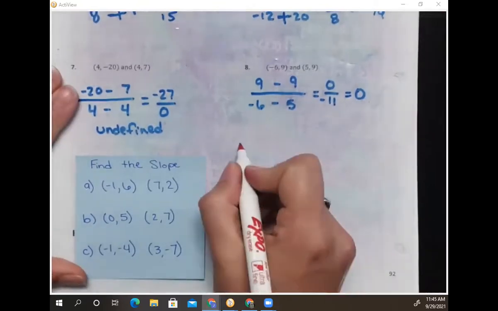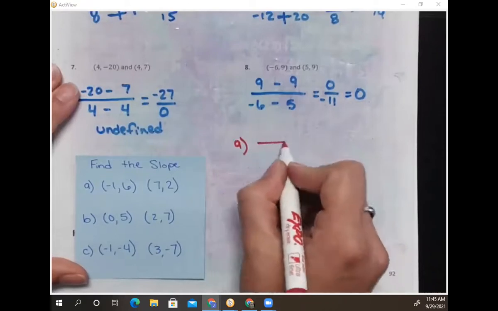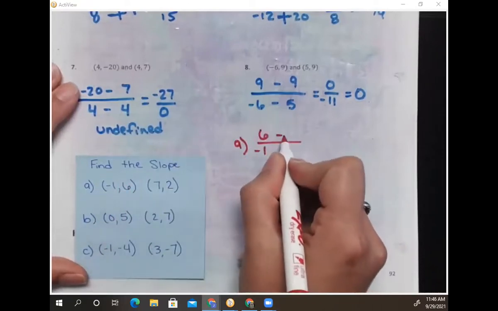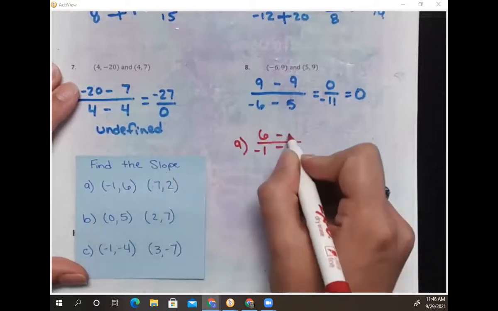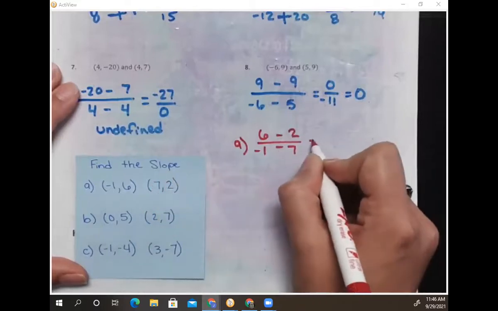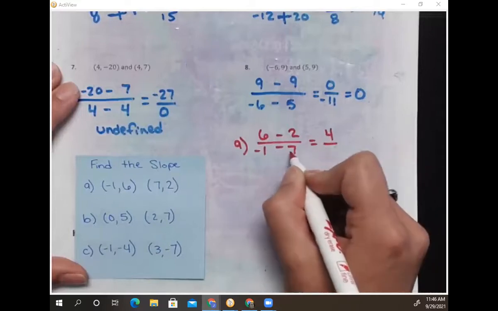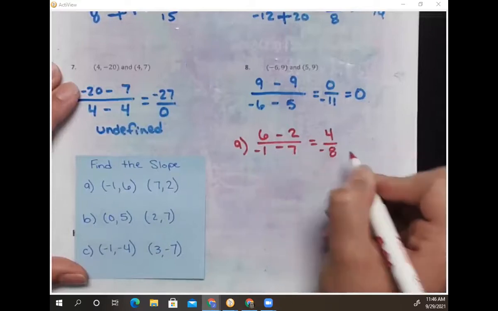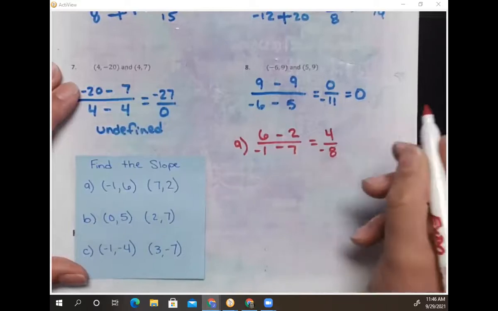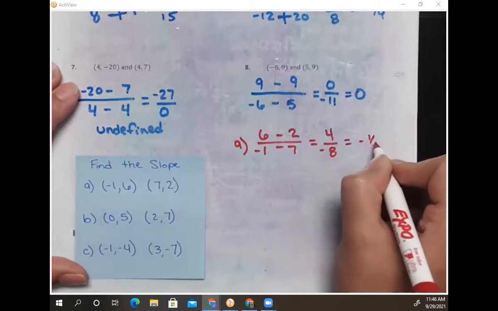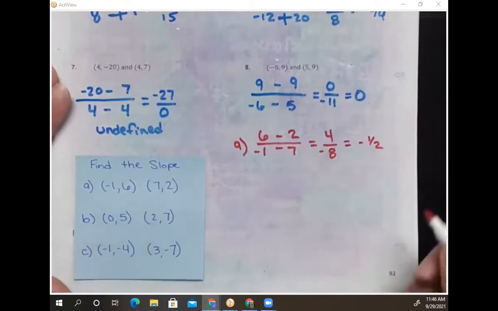Okay, let's take a look at these. Let's check our work. So for A, slope between those 2 points. Here's my first point, y on top, x on bottom, minus, minus. Here's my second point, y on top, x on bottom. 6 minus 2 is 4. -1 minus 7 would be -8. Again, make sure you reduce your slope. 4 over 8 would be a half, so I would have -1/2 for my slope.